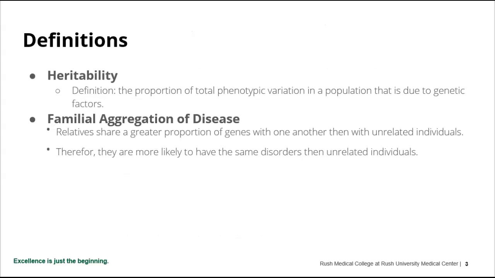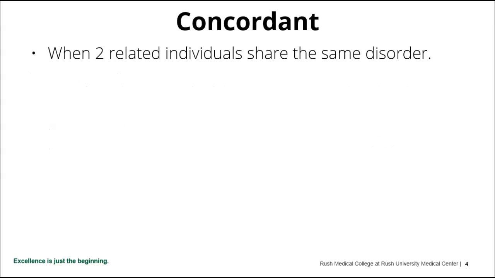So I just want to go over some definitions. Heritability is defined as the proportion of the total phenotypic variation in the population that's due to genetic factors. Familial aggregation of disease: relatives share a greater portion of genes with one another than they do with unrelated individuals. Like, duh, right? Therefore, they're more likely to have the same disorders than unrelated individuals. Common sense, but it has a name.